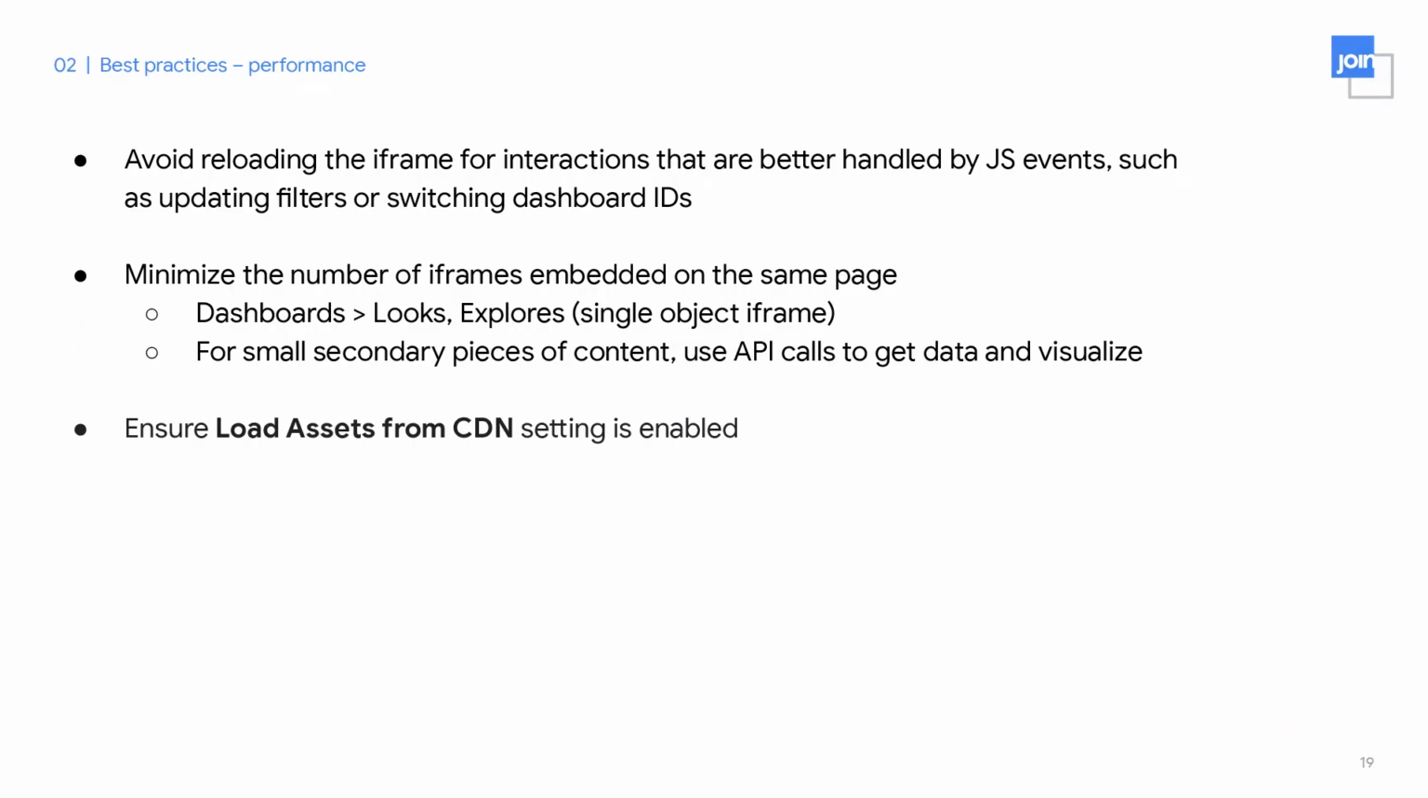Now, there is no maximum number of iframes that you can include on a page. We just always suggest the fewer iframes on the page, the better. So one way to help accomplish this is by consolidating single object iframes on a page, for example, iframes with just a Look and an Explore in them, into a dashboard and embedding that dashboard on the page. An alternative approach is, for small secondary pieces of content, use API calls to get that data and visualize it, skipping the embed step altogether.